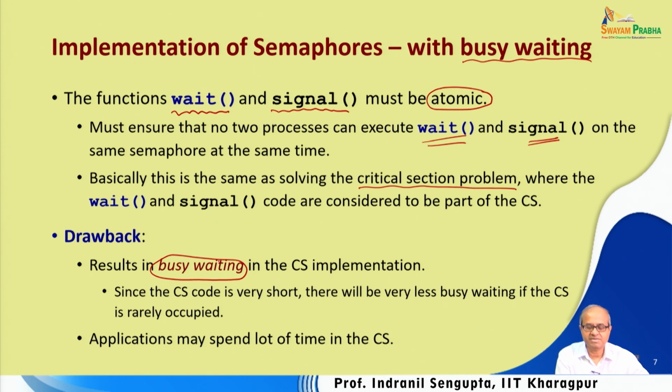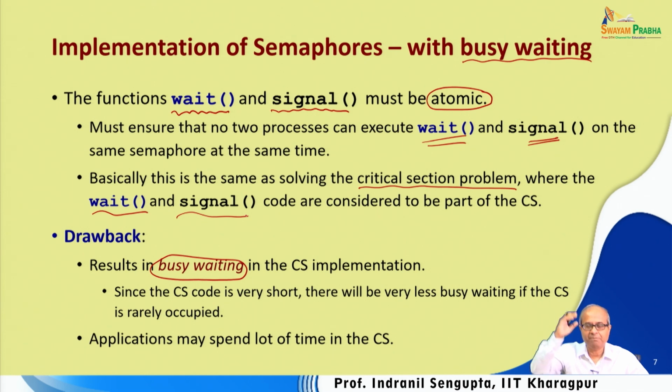Now, if you want to make this wait and signal atomic, you can have a busy wait implementation in the critical section, and the critical section code will be very small because wait and signal are only a few instructions. So, it will not take much time. The critical section will be occupied for a very short time, and most of the time you will find that the critical section will be empty, right.